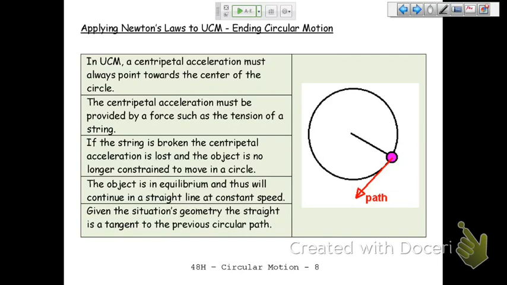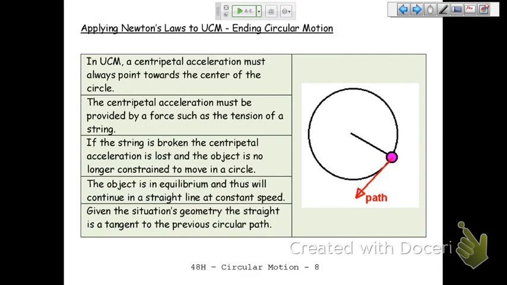In uniform circular motion, a centripetal acceleration must always point towards the center of the circle. If you're moving in a circle, you have an acceleration towards the middle. If you're going slowly in a circle, it's little. If you're going quickly in a circle, it's big, but you always have an acceleration towards the middle.